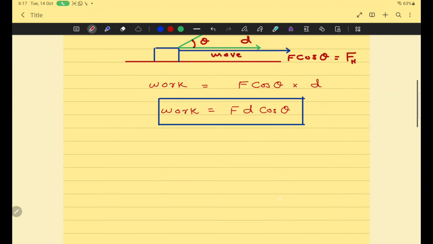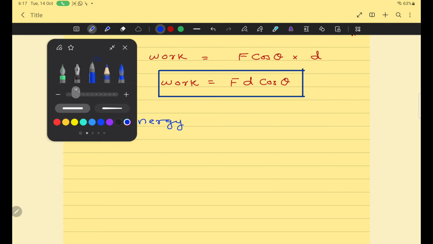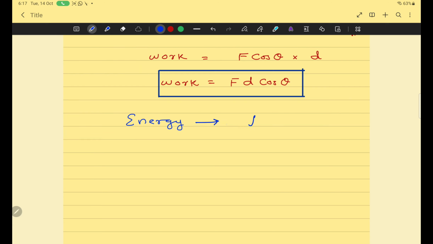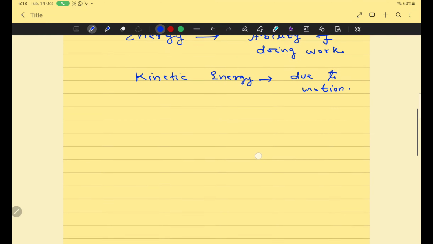So work topic is completed and now I am starting the next topic, energy. Sir, what is energy? Energy is the ability of doing work. In IGCSE we have studied the ability of doing work is called energy. And so what is kinetic energy? Kinetic energy is the energy of a body due to its motion.